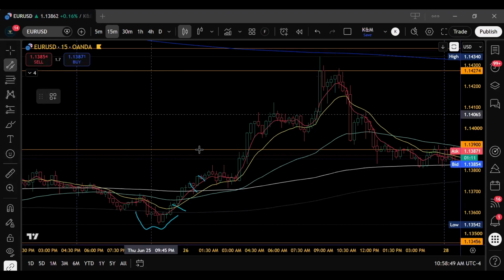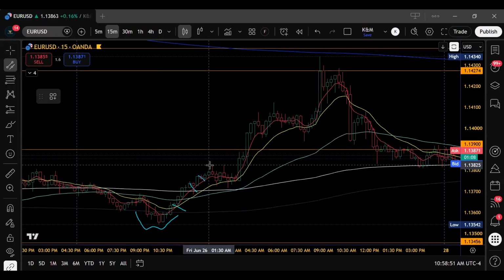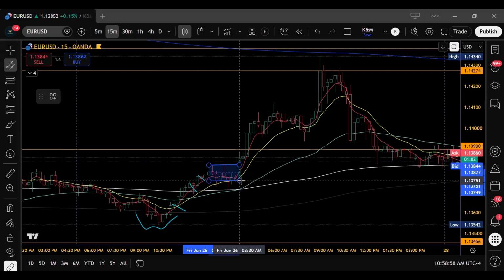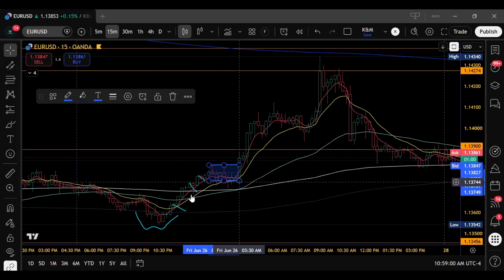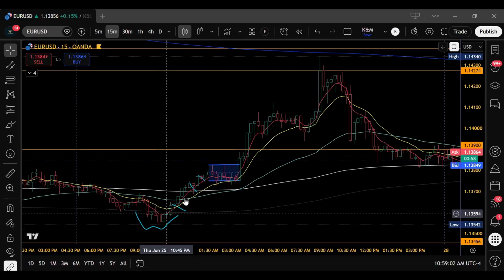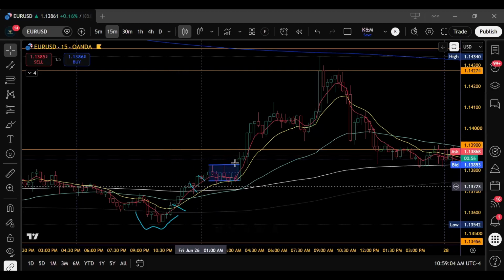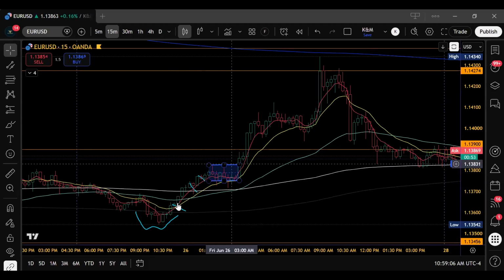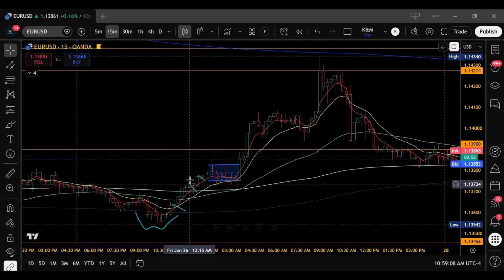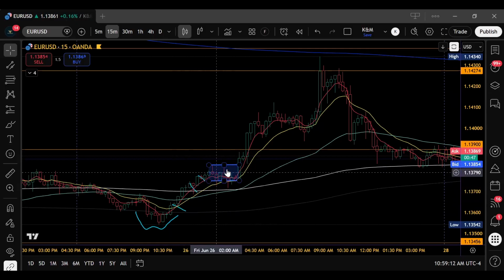Let me see, we're going to mark off this consolidation right here. We're going to mark off the bottom of that consolidation zone. This ended up being one level by itself. So now I have to ignore these pullbacks because this was the consolidation.